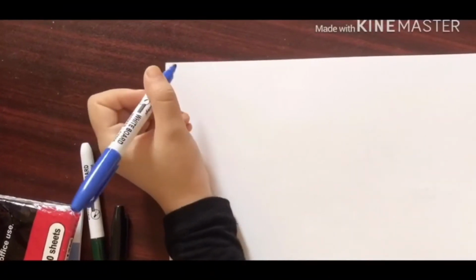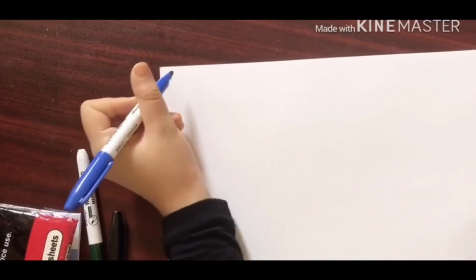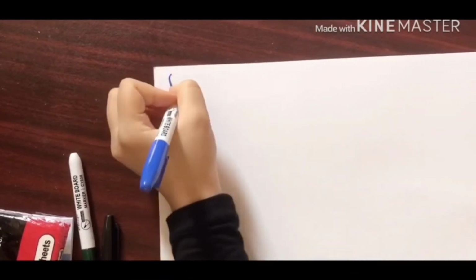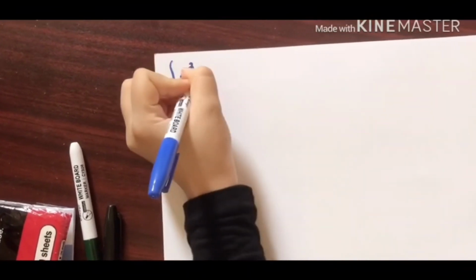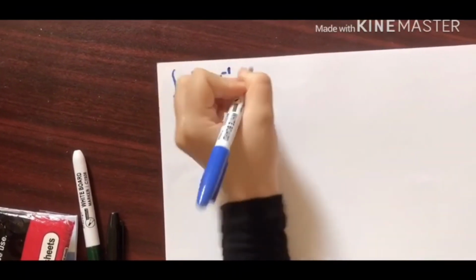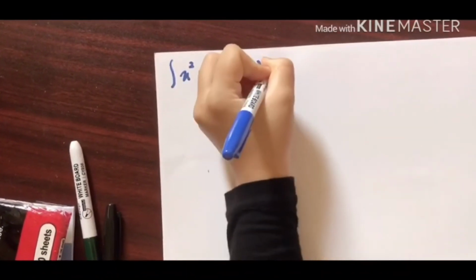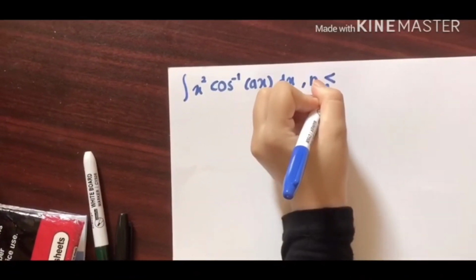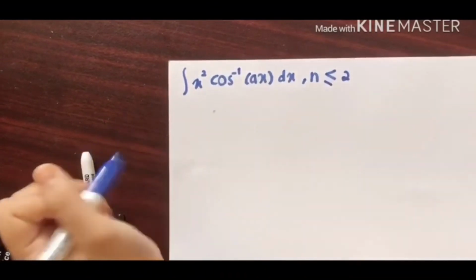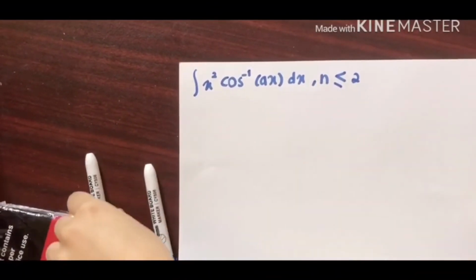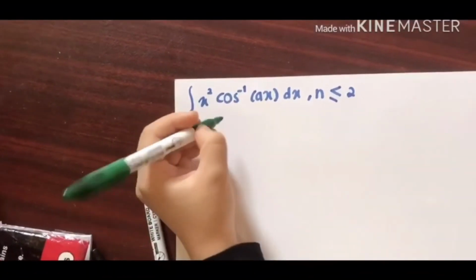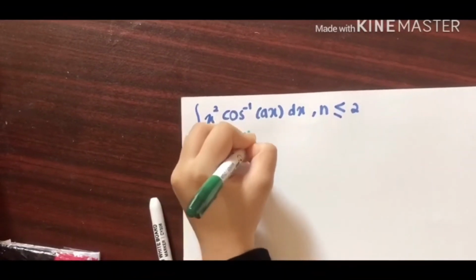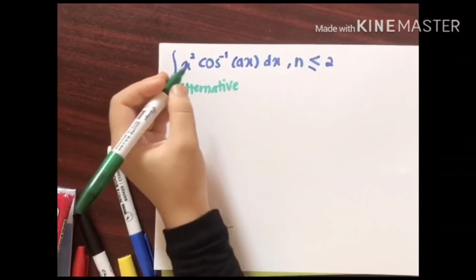Okay, next we will be using the tabular method. So the question is integral x to the power of 2 cos inverse ax dx, n less than or equal to 2. Okay, so we'll be using the tabular method. So we have alternative signs.